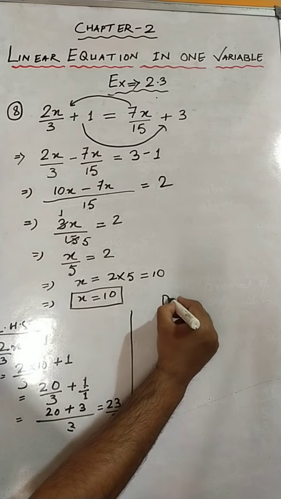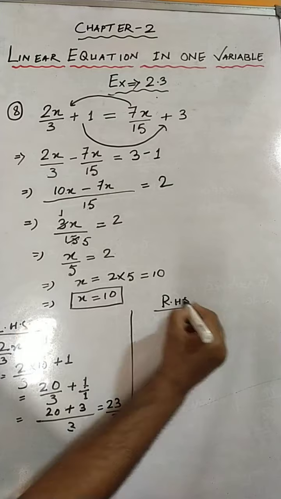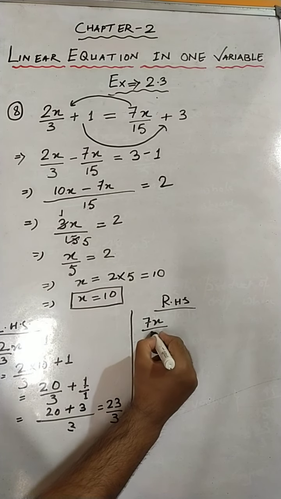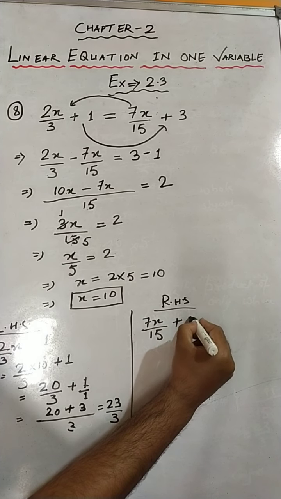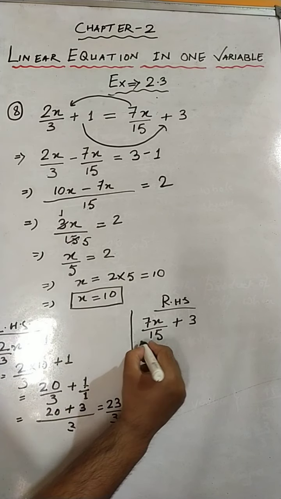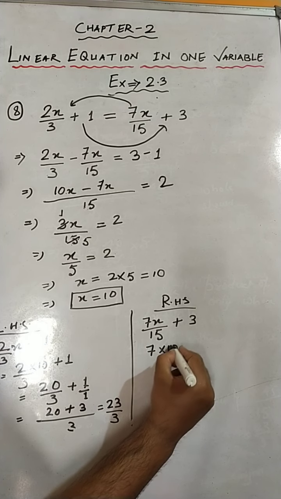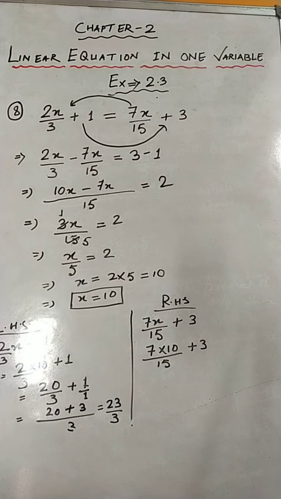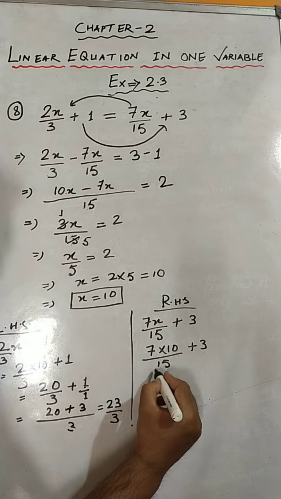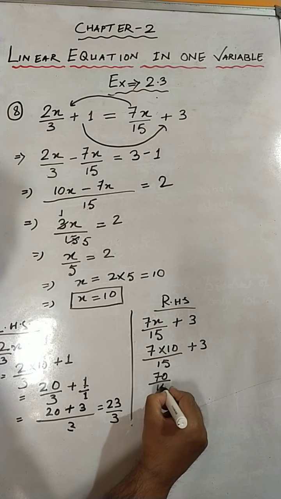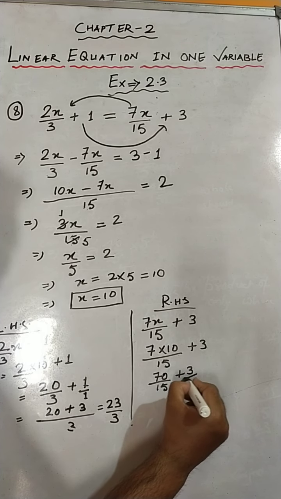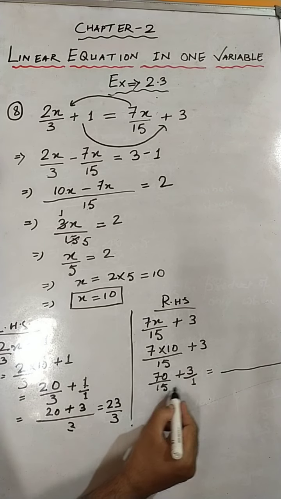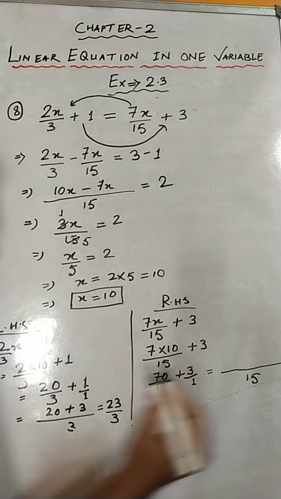Now let's move on to RHS. So what do we have in RHS? 7x upon 15 plus 3. Now in place of x we'll put 10. So 7 into 10 by 15 plus 3. Now 70 by 15 plus 3. So 3 is carrying 1 as a denominator, so we'll also get the LCM. What is the LCM of 15 and 1? It would be 15.